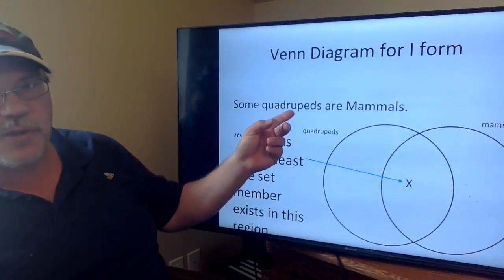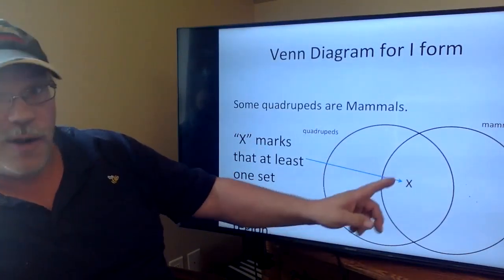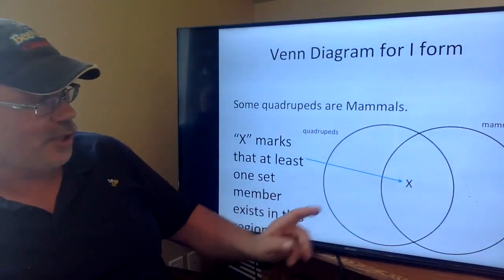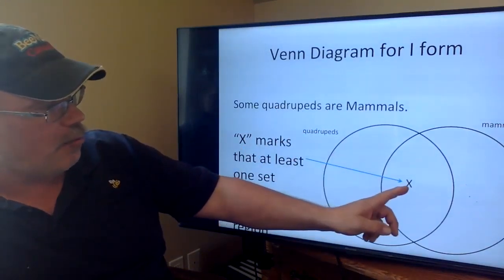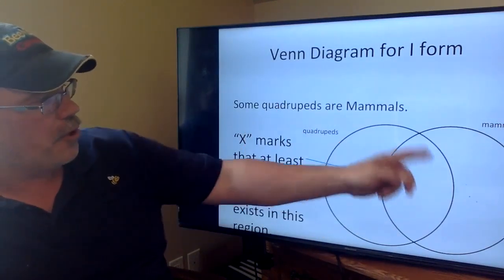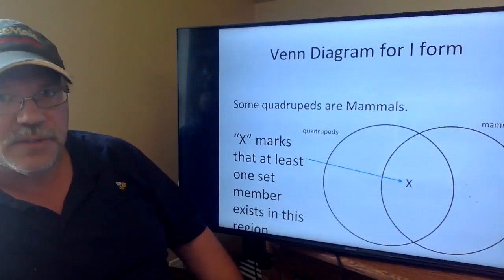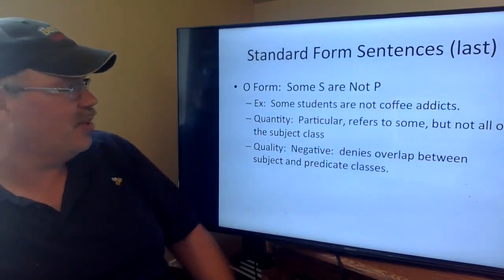We know that there's lots of things that are quadrupeds. But how many X's do we put here? Not one for every quadruped. That would be a lot of work. You'd need a really big sheet of paper. Instead, you are going to put exactly one X that is both a quadruped and a mammal. There it is. Okay, now we're on the last one. My mistake.